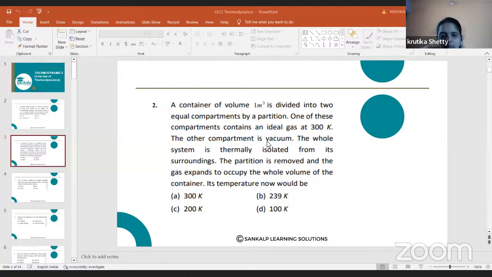So one has ideal gas and the other is vacuum. The whole system is thermally isolated. So we are thermally isolating the whole system from its surroundings. The partition is removed and the gas expands to occupy the whole volume of the container. Its temperature now would be? Yes, so let us solve this one.